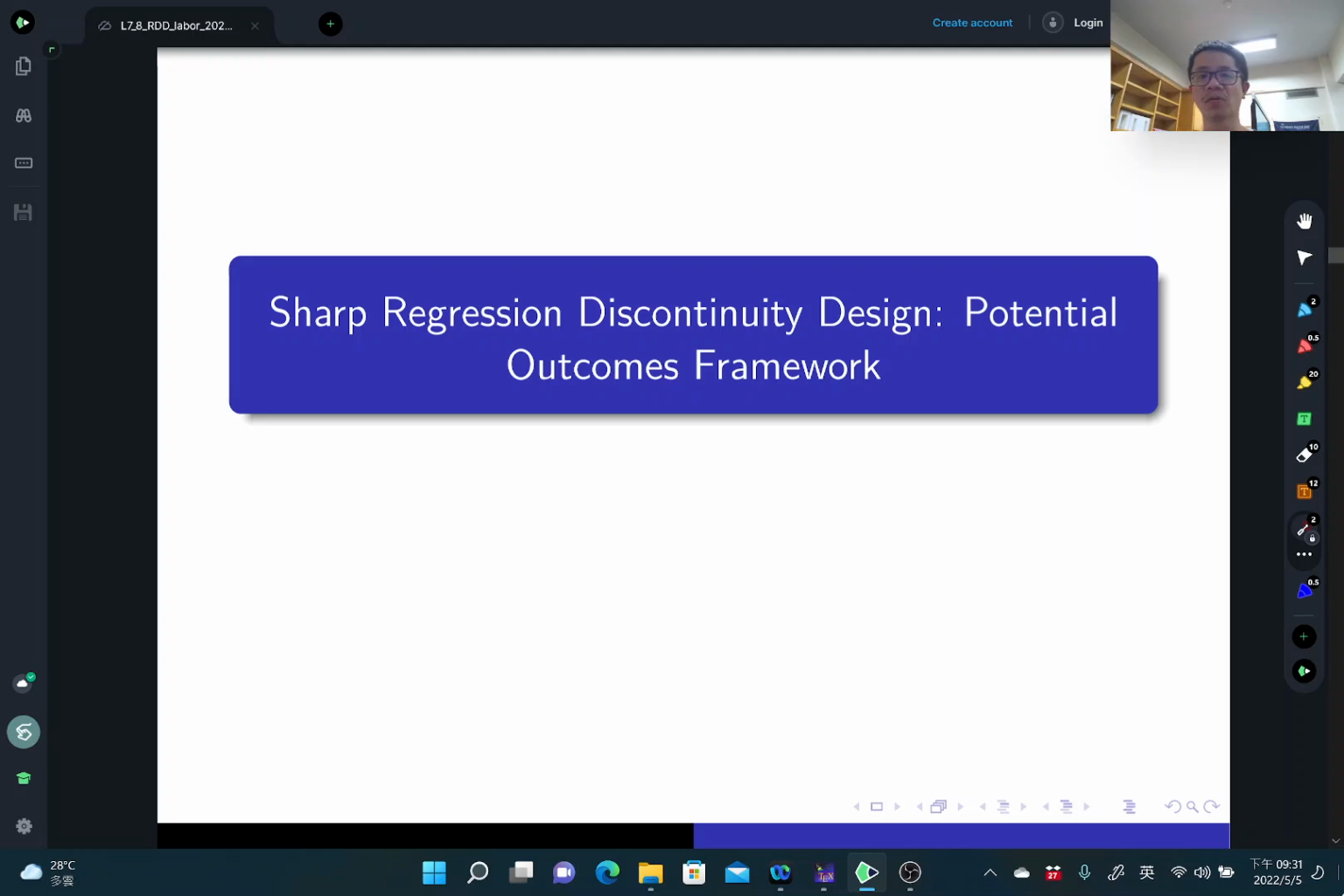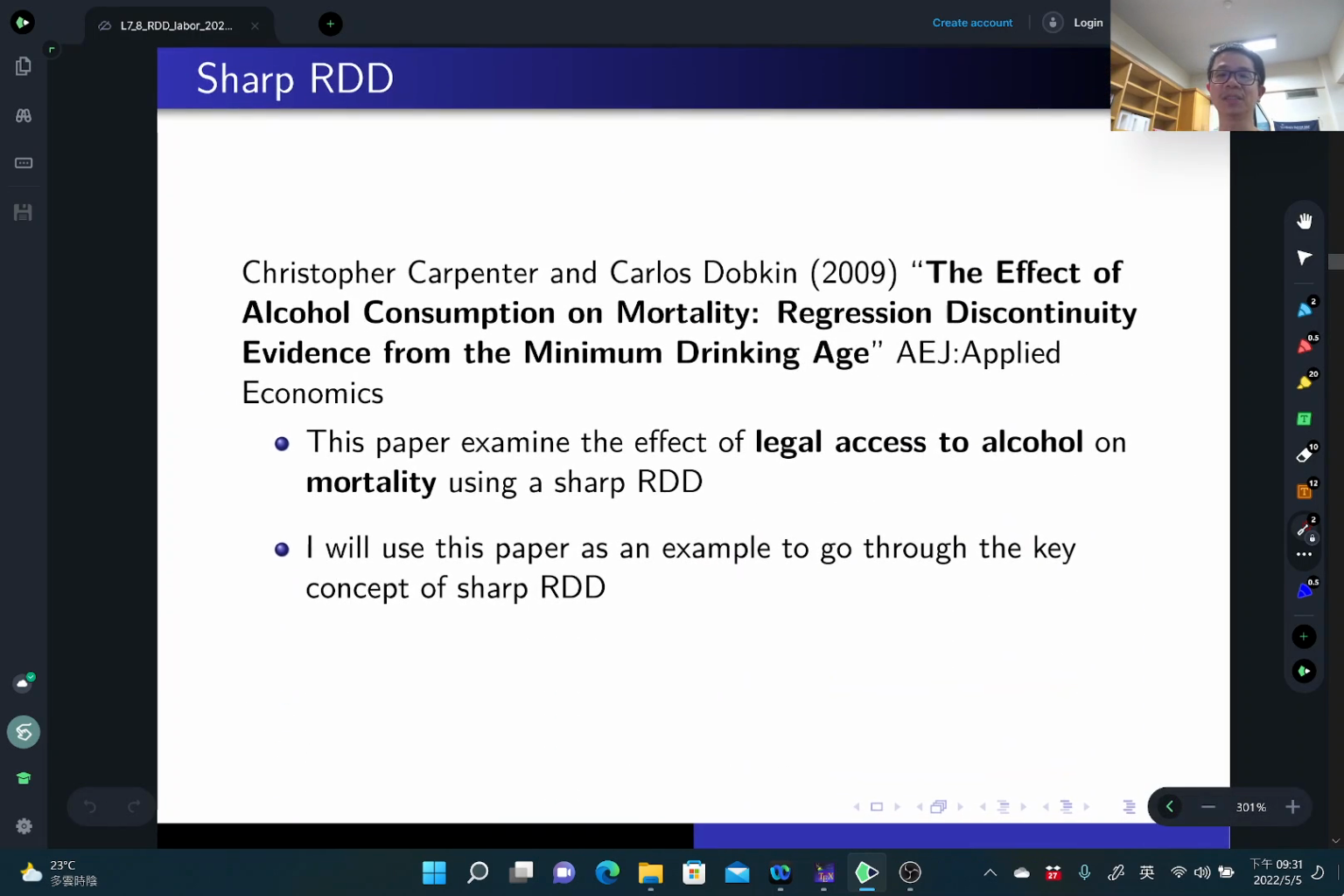Okay, so in this video, I would like to use the potential outcome framework to let you know what kind of causal effect you can get when you use the sharp RD design. And I will use this paper as an example, to go through the key concepts of sharp RD design. This paper tries to examine the effect of legal access to alcohol on mortality.